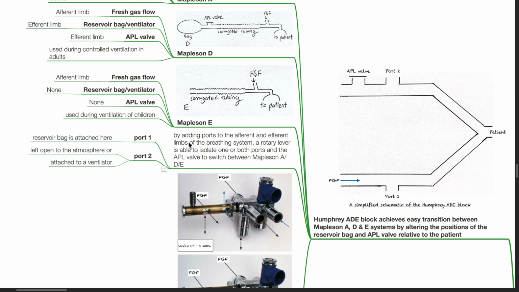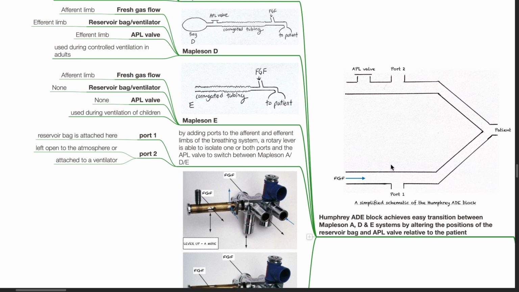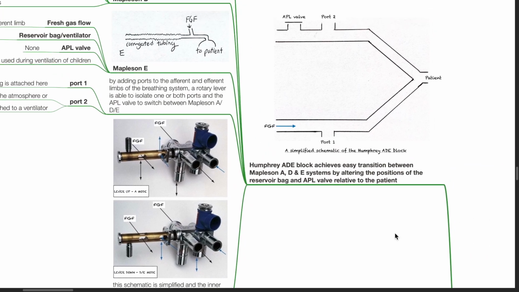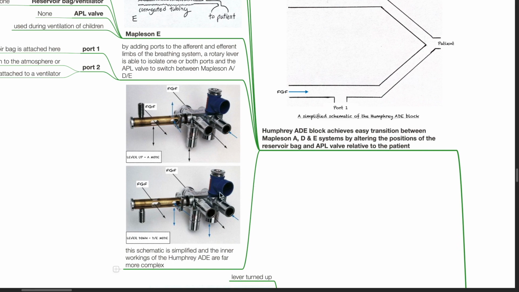By adding ports to the afferent and efferent limbs of the breathing system, a rotatory lever is able to isolate one or both ports and the APL valve to switch between Mapleson A, D, or E. At port 1, the reservoir bag is attached. At port 2, it is either left open to the atmosphere or attached to a ventilator. This schematic is simplified, and the inner workings of the Humphrey ADE block are far more complex.